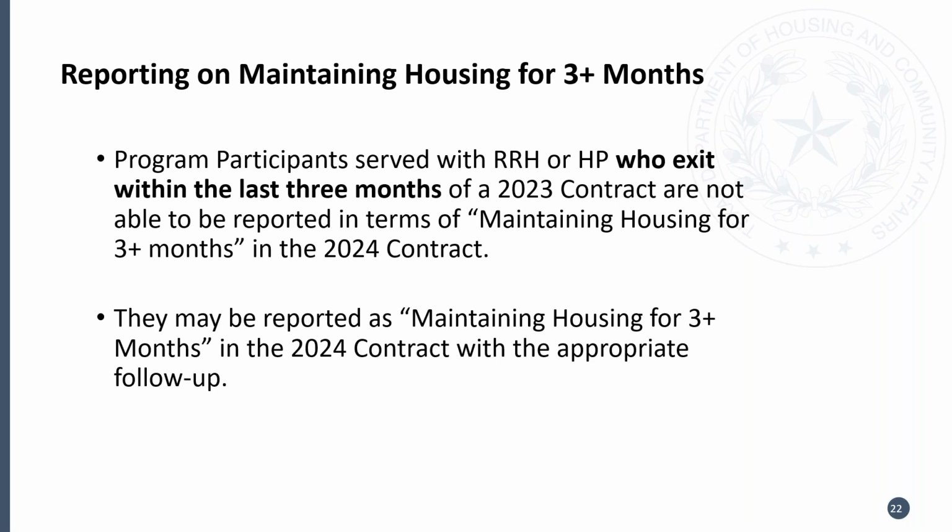Okay, so in order to successfully report somebody maintaining housing for 3 or more months, we are talking about somebody that could be on the 3rd month, which is your October month, the end of your 2023 contract. Before you can report that, you have to have in the client file a meeting with them, a phone call with them, something to document that you are in touch with them.